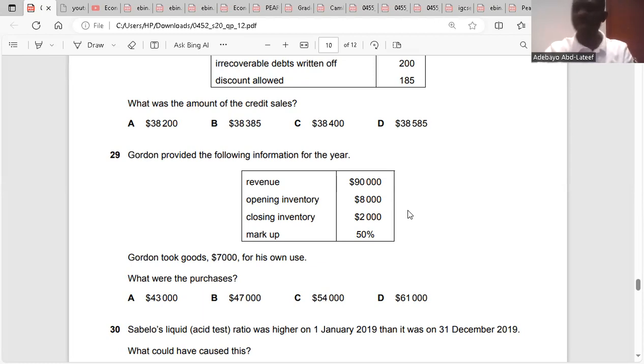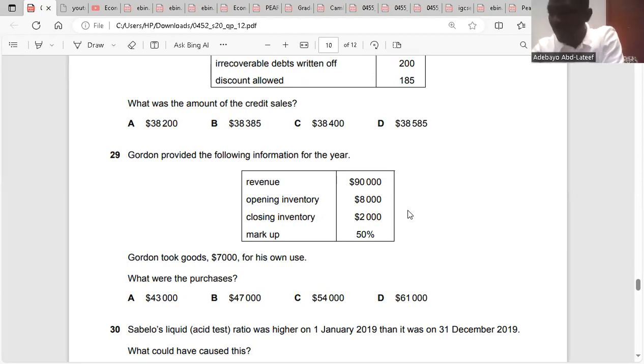Now the workings. The markup is 50%, right? 50% is 0.5. 0.5 multiplied by 90,000 of revenue gives us 45,000. So 45,000, our opening inventory plus goods used. These will be added together to take away from 45,000.